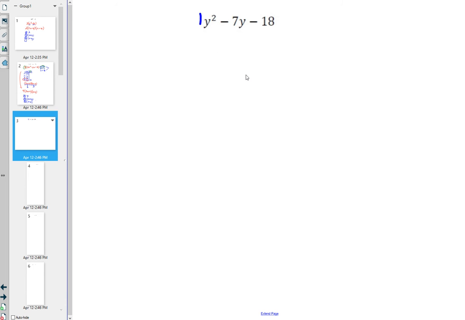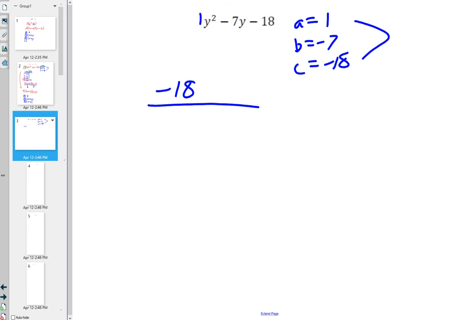Number 1, there's no greatest common factor. So now we're just going straight into either the x, if that's what you do, or a factor chart. When a is 1, that means that when you multiply a times c, you're going to just get whatever c is, because 1 times anything is itself. If you know in your head 2 numbers that multiply to give you negative 18 and add to negative 7, go ahead. It's negative 9 and positive 2. It's not rocket science.